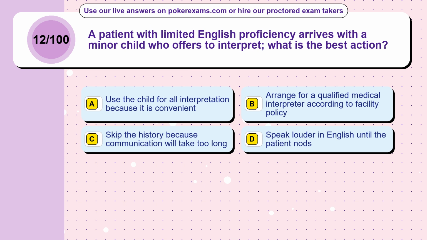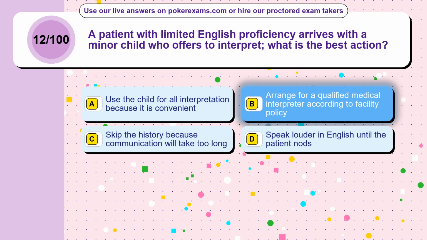Question 12. A patient with limited English proficiency arrives with a minor child who offers to interpret. What is the best action? Option A, use the child for all interpretation because it is convenient. Option B, arrange for a qualified medical interpreter according to facility policy. Option C, skip the history because communication will take too long. Option D, speak louder in English until the patient nods. The correct answer is option B, arrange for a qualified medical interpreter according to facility policy.